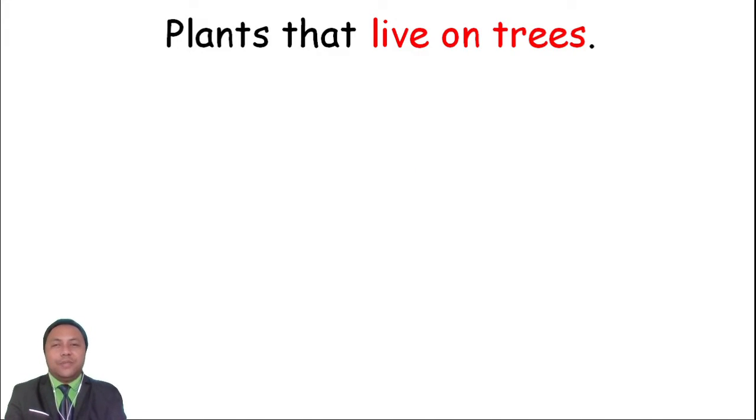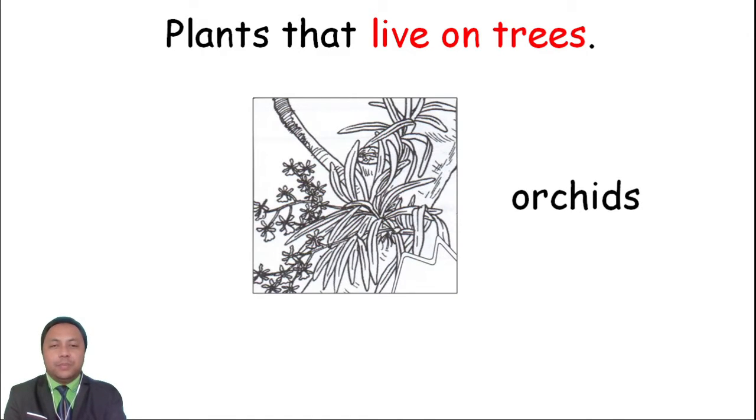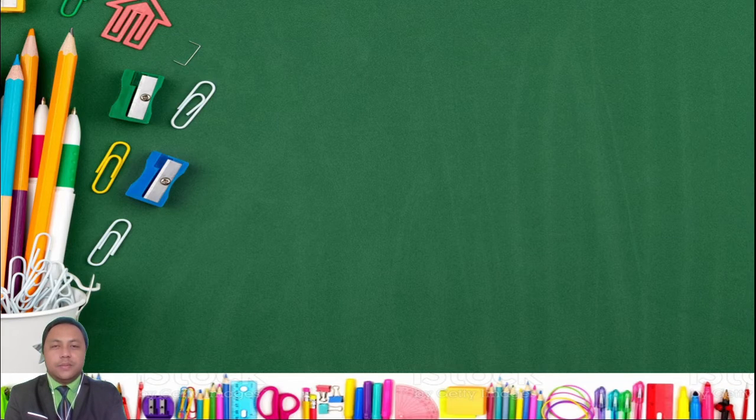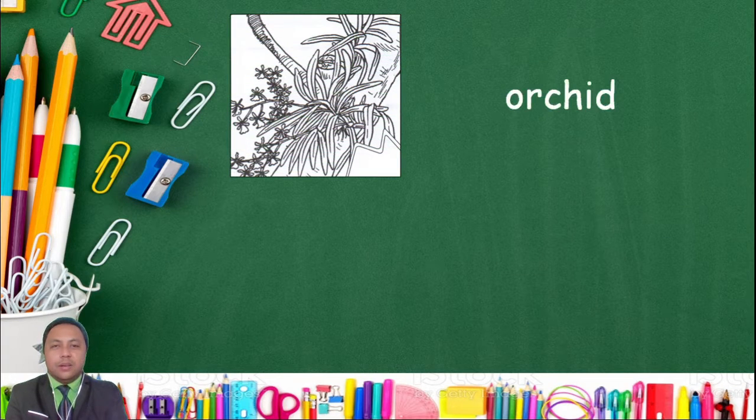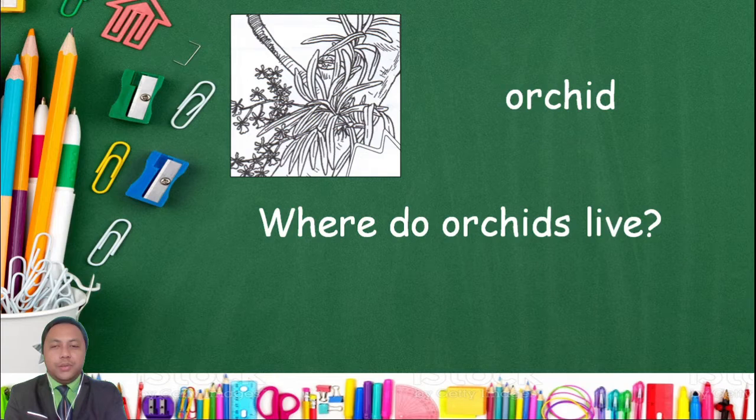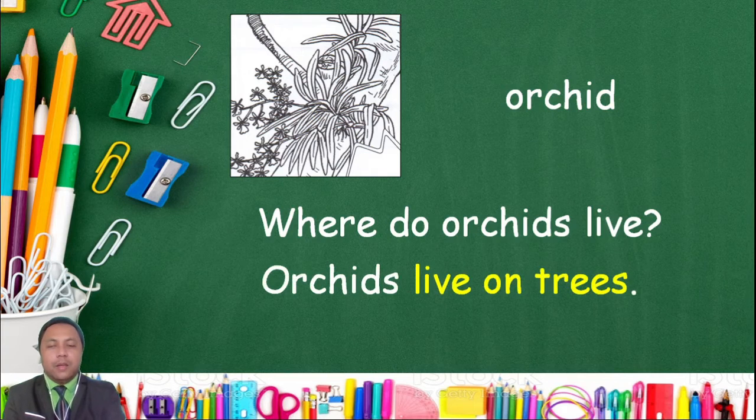Plants that live on trees. This means that these plants have their roots anchored or attached on the trees, and it is not coming from the ground. Example, orchids. Orchid. Where do orchids live? Orchids live on trees.